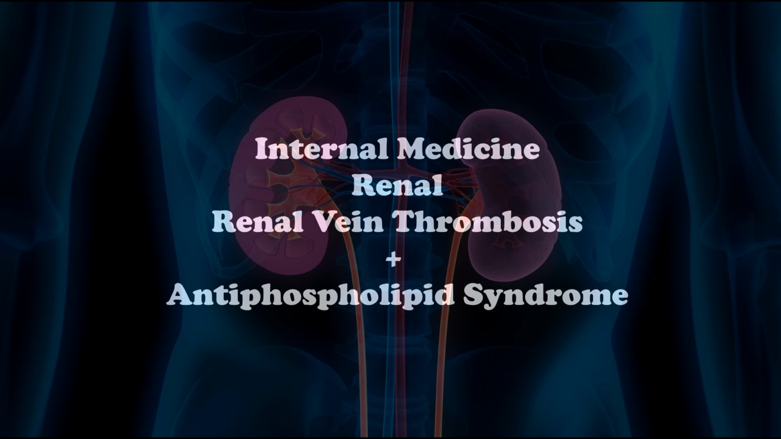In order to diagnose, you want to get a CT or MR angiography, or you can do a renal venography. You, of course, have to anticoagulate the patient for treatment, and also thrombolysis or thrombectomy would be necessary if you have acute kidney injury present.